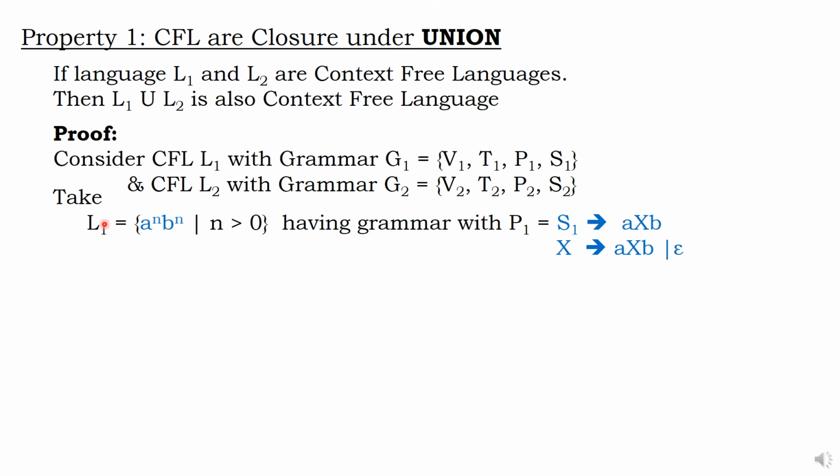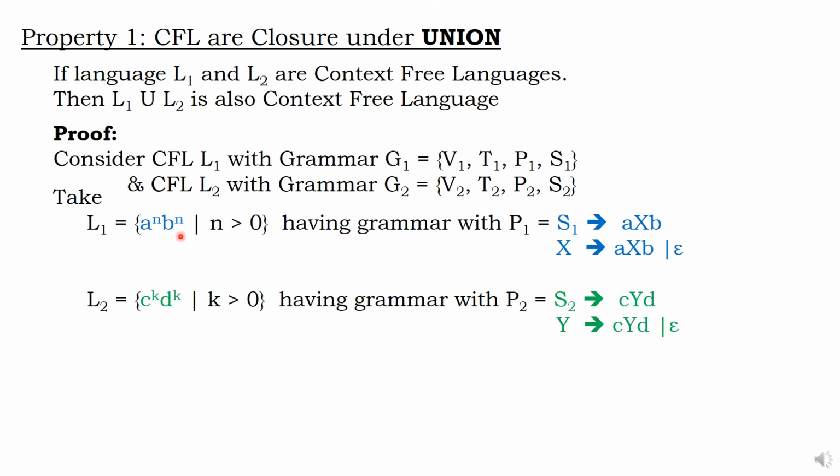For example, L1 is a power n, b power n. Its grammar is available here. Just have a look: S to aSb, so a on both sides with b. If you repeat, you replace X by aXb, and finally you replace X by epsilon, you will get a power n, b power n. Already we discussed. One more language, c power k, d power k, the same rule: Y replaced by cYd, and then epsilon.